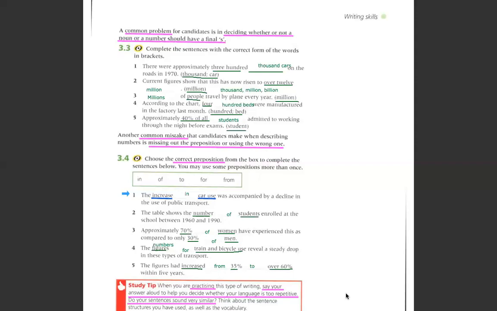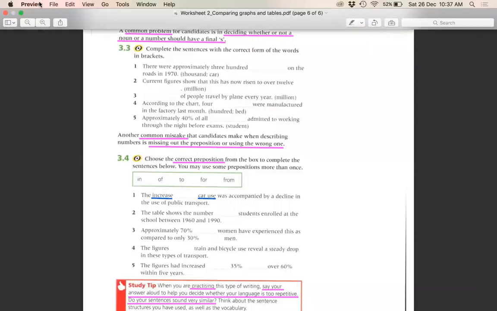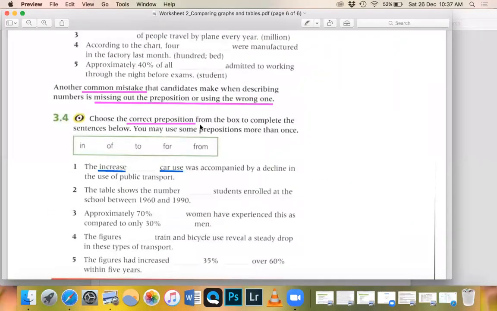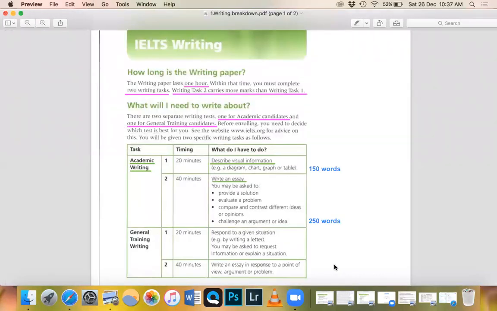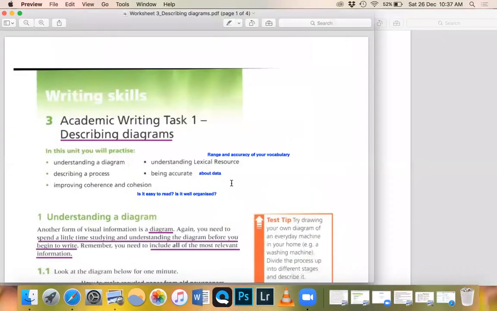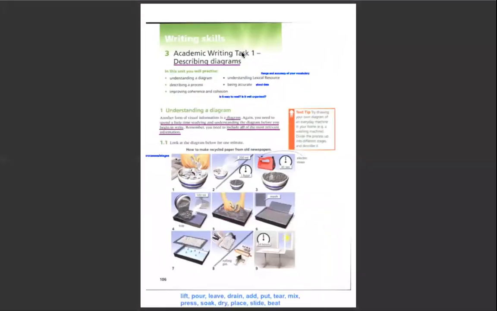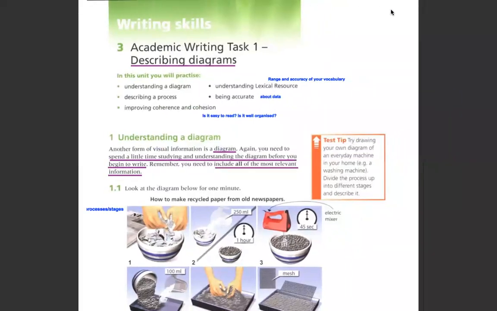Okay, well done. All right, so if there's anything here that you made mistakes with, please write it down. Okay, remember, try and correct yourself, improve your grammar and your vocabulary. All right, we're going to move on to worksheet 3. So we've been looking at bar charts and line graphs. What we're going to do for the next worksheet is have a look at how to describe diagrams. So you may not get a chart or a graph, but you may get a diagram that you need to describe.